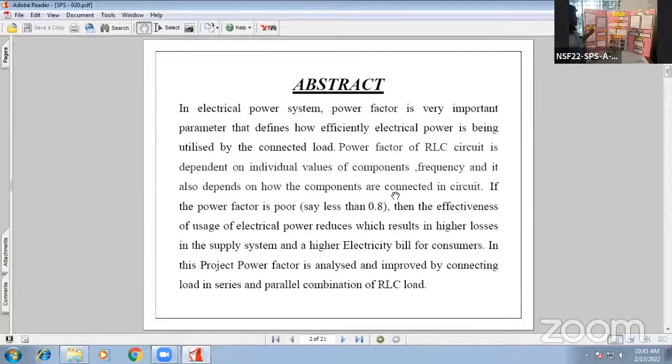The abstract of my project: in an electrical power system, power factor is a very important parameter that defines how efficiently electrical power is being utilized with the connected load. Power factor of an RLC circuit is dependent on individual values of frequencies and components, and it also depends upon how the components are connected in the circuit. If power factor is less than 0.8, then the effectiveness of usage of electrical current reduces, which results in higher losses in the supply system and a higher electricity bill for consumers.